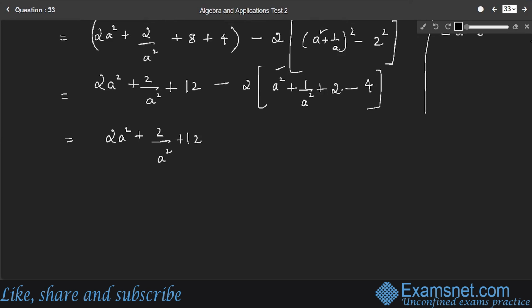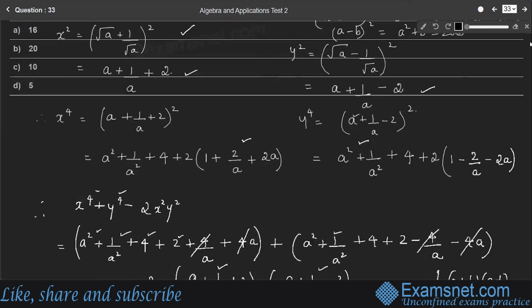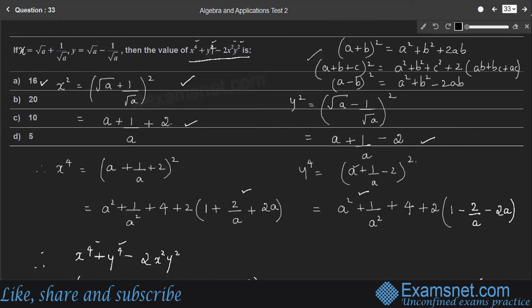So, expand this: minus 2a square minus 2 by a square. Here 2 minus 4 becomes minus 2, and minus 2 into minus 2 becomes plus 4. Therefore, we can cancel 2a square and minus 2a square, and 2 by a square and minus 2 by a square. So, we have 12 plus 4, which is 16. Therefore, the final answer is 16. So, look at the options: Option A is the right answer, right?